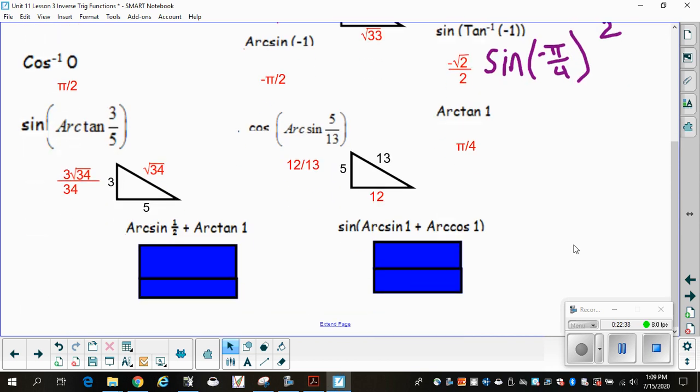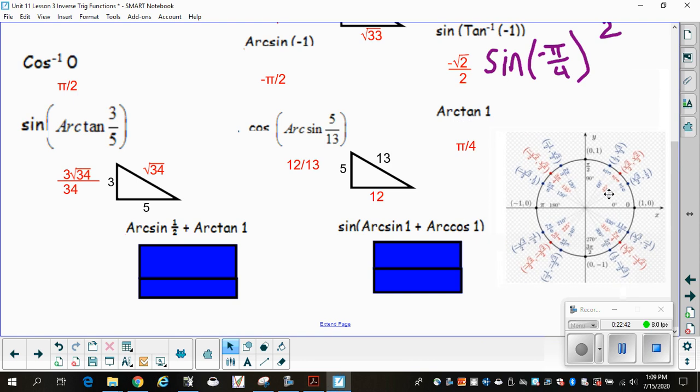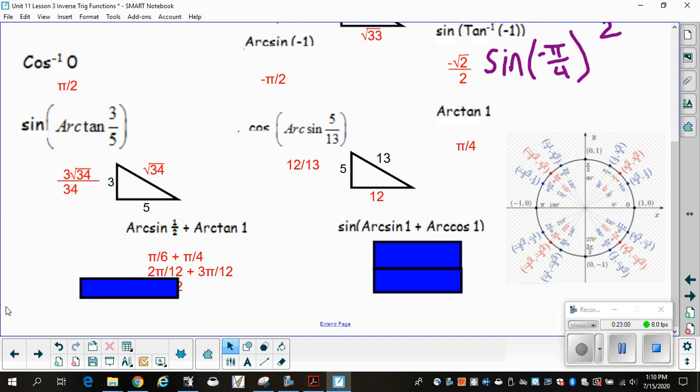Here are a couple of two-step problems. Let me bring this guy all the way down here just so that we can see him. Okay. The inverse sine of 1/2 plus the inverse tangent of 1. Where is sine 1/2? Pi over 6. And then where's tangent 1? Pi over 4. Make like denominators, and the answer is 5 pi over 12.